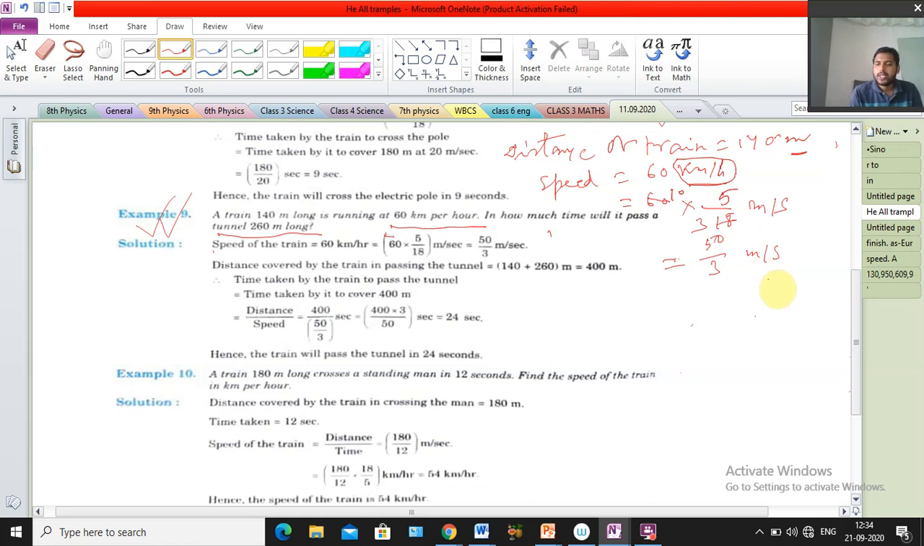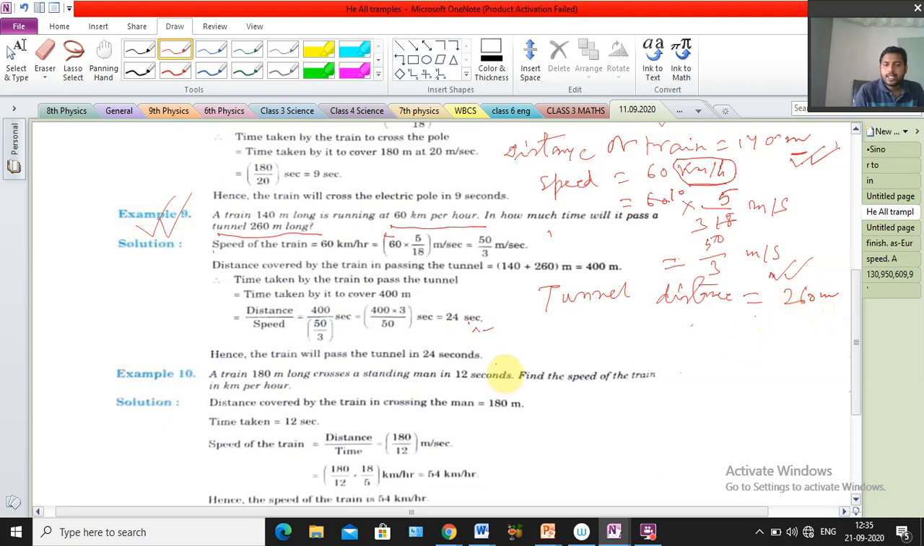Clear? So that is the speed. Speed equal to, we are getting what, sir? 50 by 3, 50 by 3 meter per second, okay? So here it is telling that it will pass a tunnel 260 meter long. So that means total distance how much, sir? Train distance given here 140 meter, no? And tunnel distance, that one what? Tunnel distance equal to 260 meter, okay?